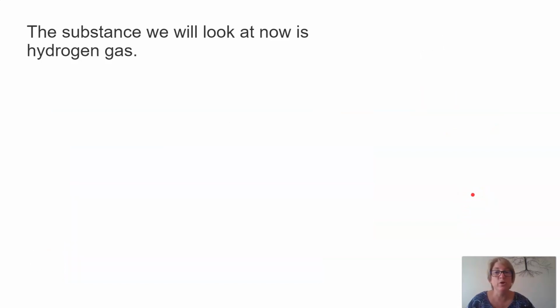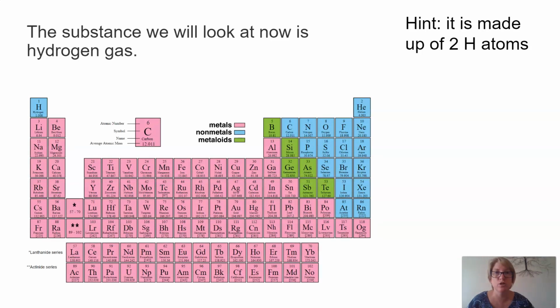The substance we're going to look at now is hydrogen gas. Another hint here, it's a diatomic molecule, so it is going to be made up of 2 hydrogen atoms. So you go to the periodic table, you will use the symbol H, and now you can get your 2 hydrogen atoms ready and put them together, and we write that as H2.